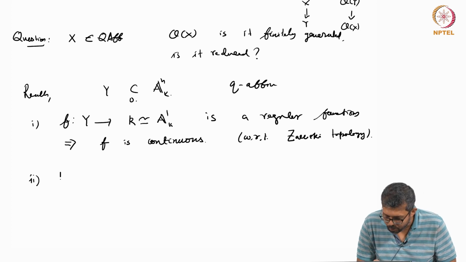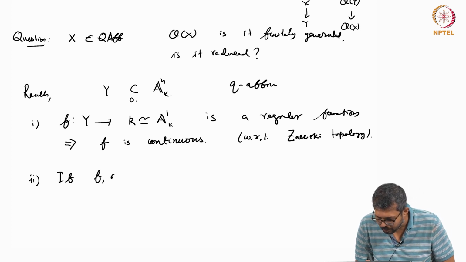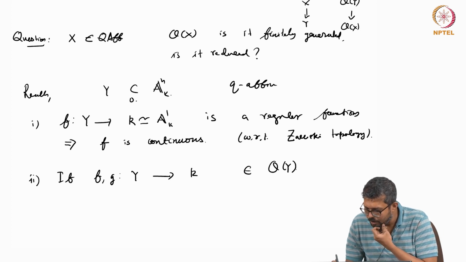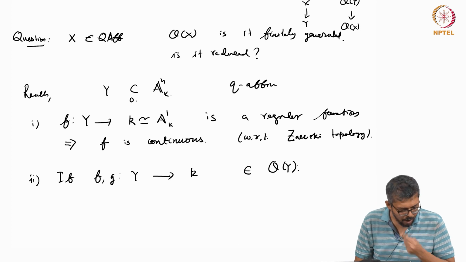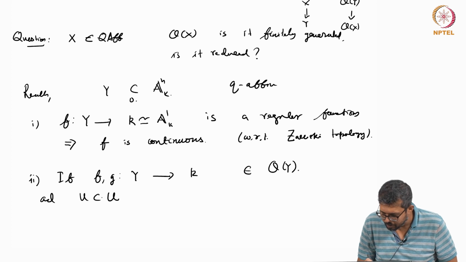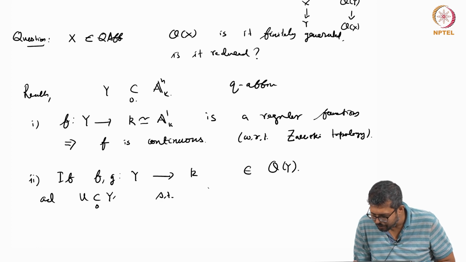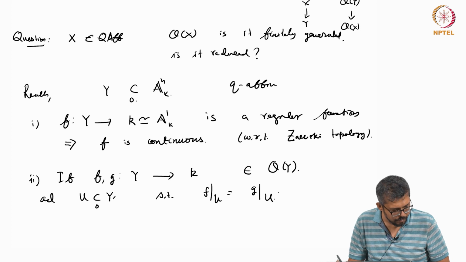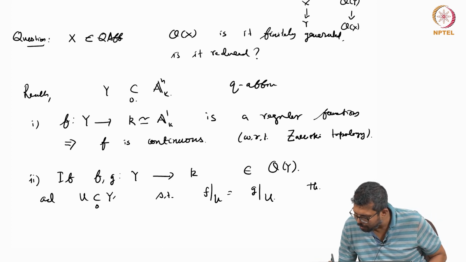So this is one. This is not easy, it's difficult. And then if you have two regular functions f, g from Y to k, if they are in OY, if they are two regular functions, and U is some open subset here, such that f restricted to U equals g restricted to U, then f equals g on Y.